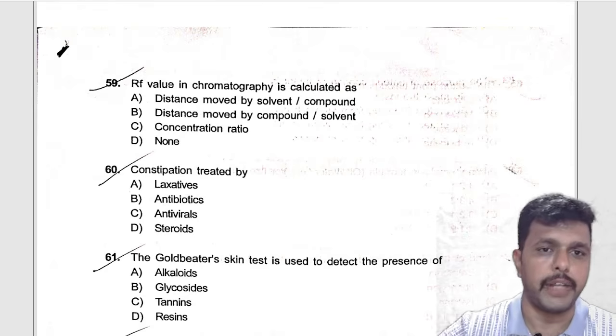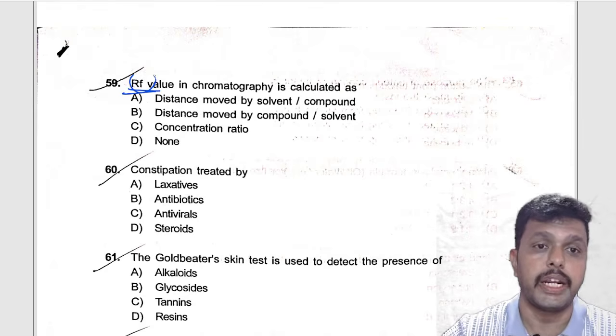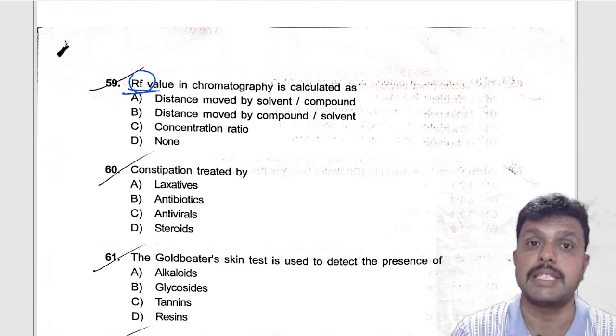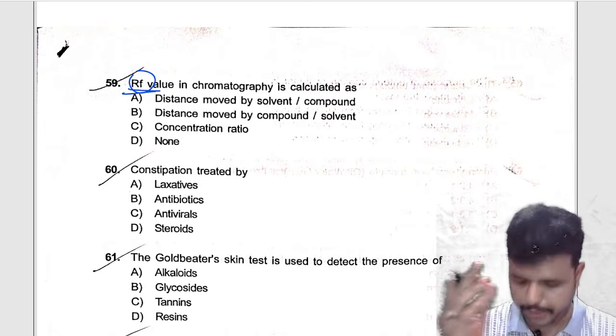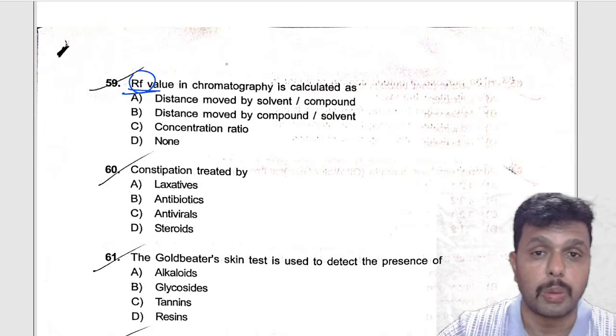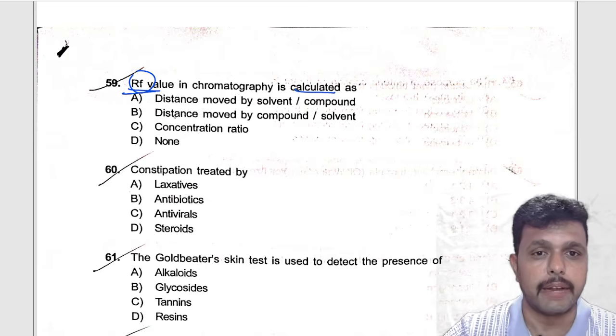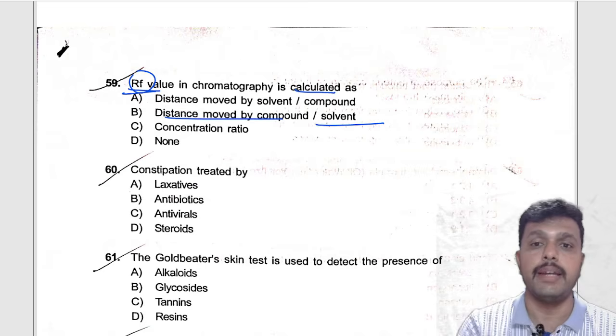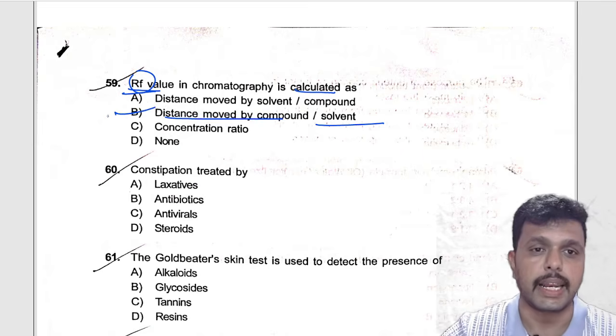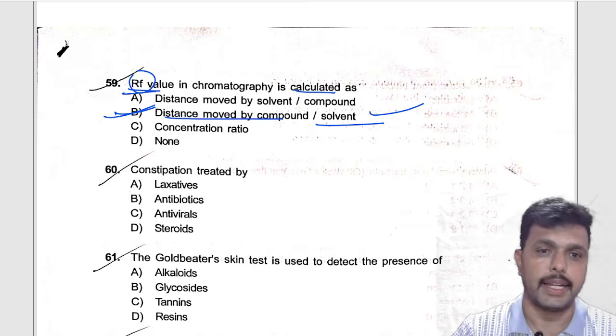Next, question 59. The RF value, which we call the retention factor value, comes in pharmaceutical analysis under the chromatography topic. RF value in chromatography is calculated as the distance traveled by the compound divided by the distance traveled by the solvent. Option B is the right answer.